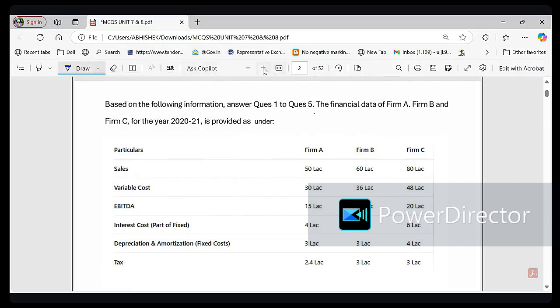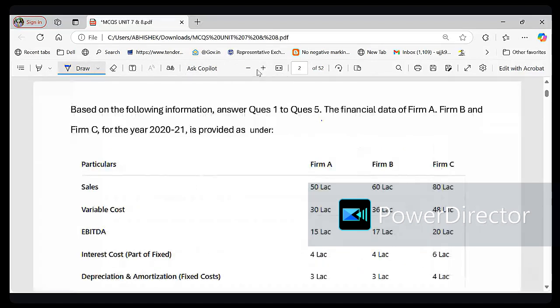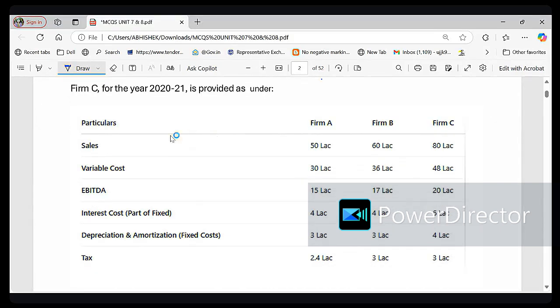Let me zoom a little bit so that the picture becomes clearly visible to you. I hope it is visible now. All the data have been given in lakh. Sales is 50 lakh, 60 lakh and 80 lakh. Variable cost, EBITDA. You know what is EBITDA? Earning before interest, tax and depreciation. That is called EBITDA. That is given: 15 lakh, 17 lakh and 20 lakh.